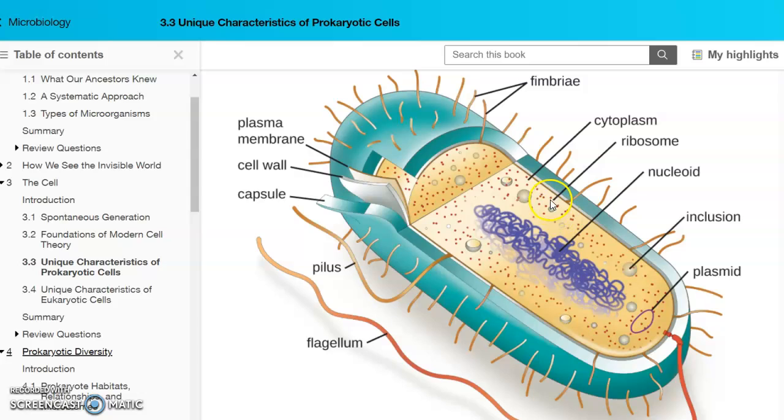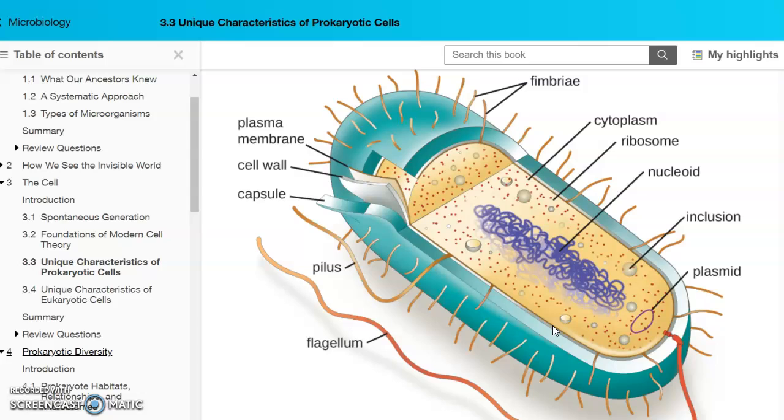And we'll see all of these little dots here. Okay, so we'll see all of these little red dots. Those would be ribosomes. Ribosomes are the sites of protein synthesis. So the DNA, the genetic material, contains the blueprints or the instructions for making proteins, and then the actual site of assembly of those proteins is the ribosome. And then we see these kind of larger spherical structures in here. These are referred to as inclusions. Some bacterial cells have inclusions, some don't.